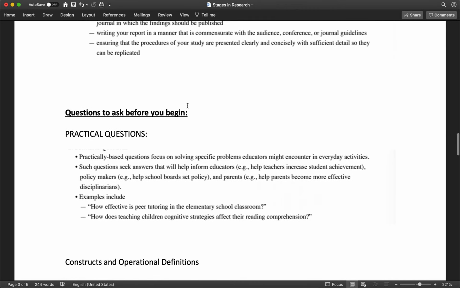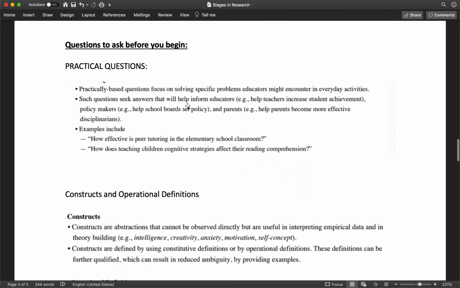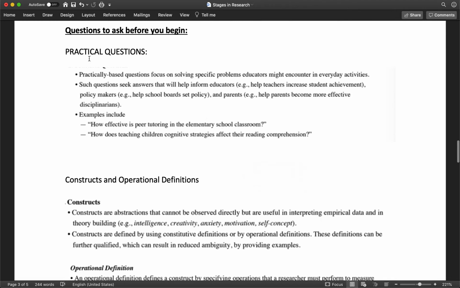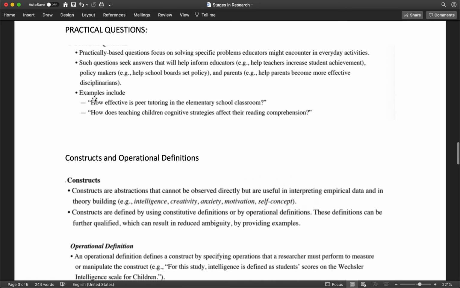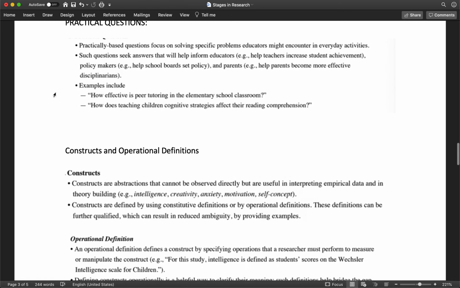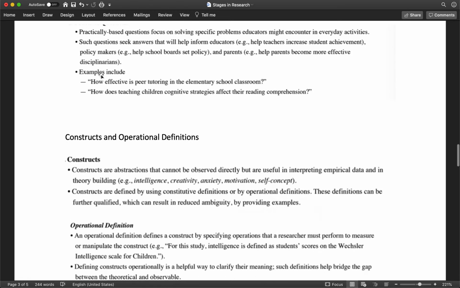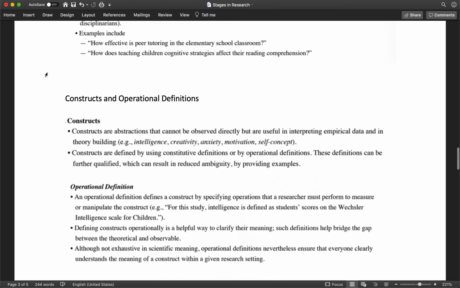All right, so some of the questions you wanted to ask yourself before you begin defining your research problem, right? Your practical questions. How practical is it that you're doing? You don't want to just study something that's not really going to produce anything that's of value, right? So you want to really see what brings value to it. And I'll give you some examples at the end of this class here.